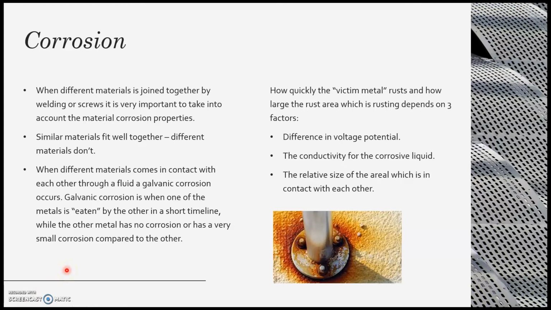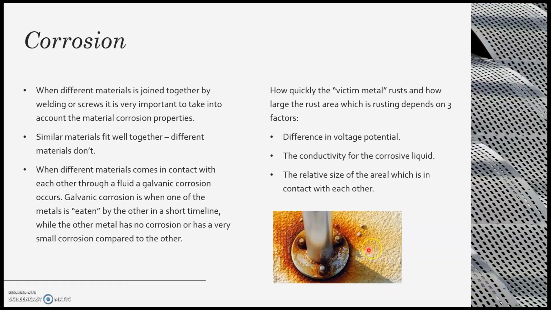When different materials are joined together by welding or screws, it is very important to take into account the material corrosion properties. Similar materials fit well together, different materials don't. When different materials come in contact with each other through a fluid, galvanic corrosion occurs. Galvanic corrosion is when one of the metals is eaten by the other in a short timeline, while the other metal has no corrosion or has a very small corrosion compared to the other.